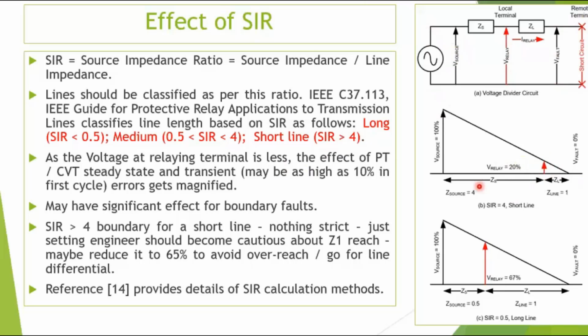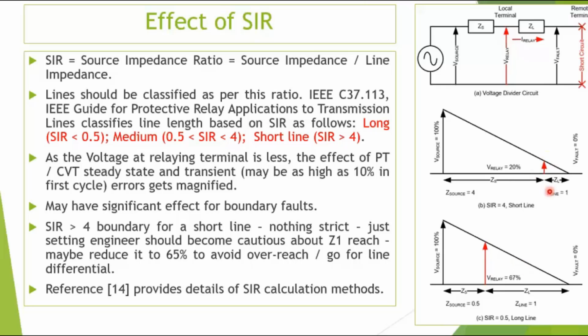If I have a very high source impedance, what happens is that even if I have a 100% source voltage, the voltage received by the relay is very less. It is only 20%. But if I have a lesser source impedance, the voltage received by the relay is more. It is 67% maybe for a SIR of 0.5. It is shown in this diagram.